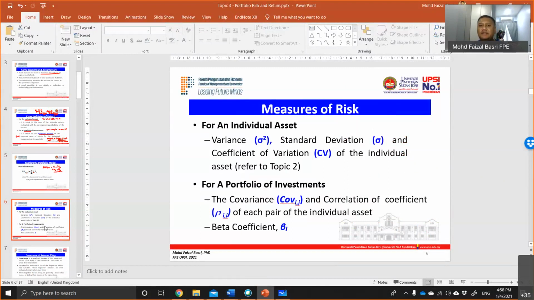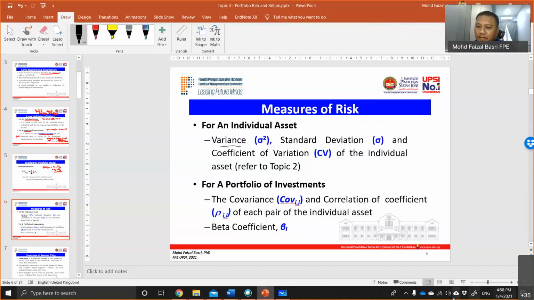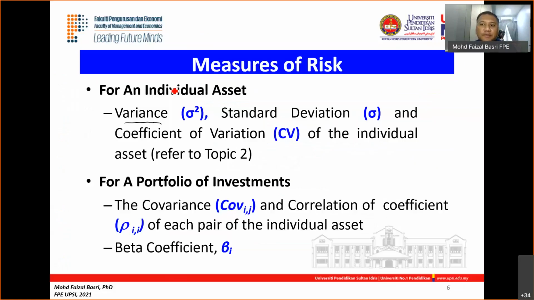Okay, measurement of risk. Again, the first part, we will recap what we did last week for the measurement of risk for the individual assets. We have three measurements here: the variance, symbolized with sigma squared, the standard deviation, sigma, and also another thing, which is the coefficient of variation, or CV. Variance and standard deviation, I even showed you just now how to calculate for the individual stocks.